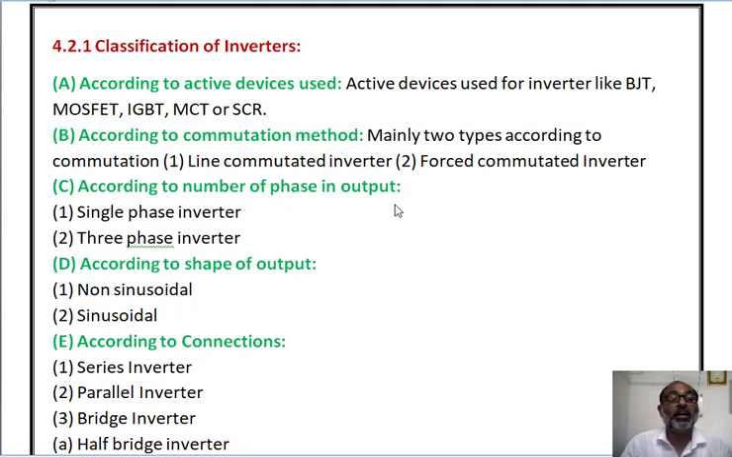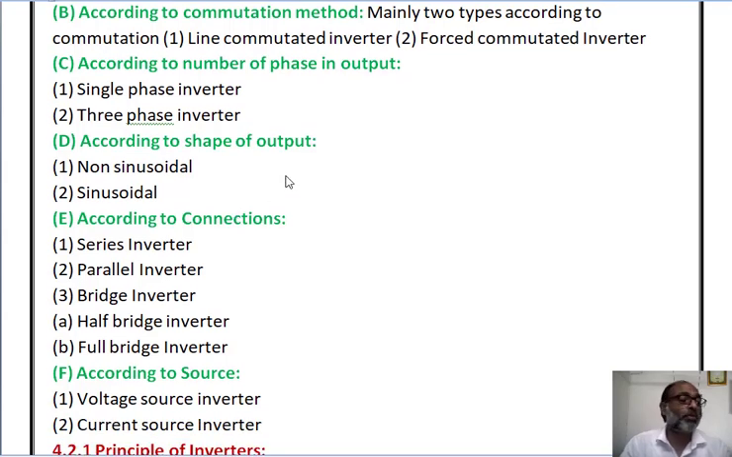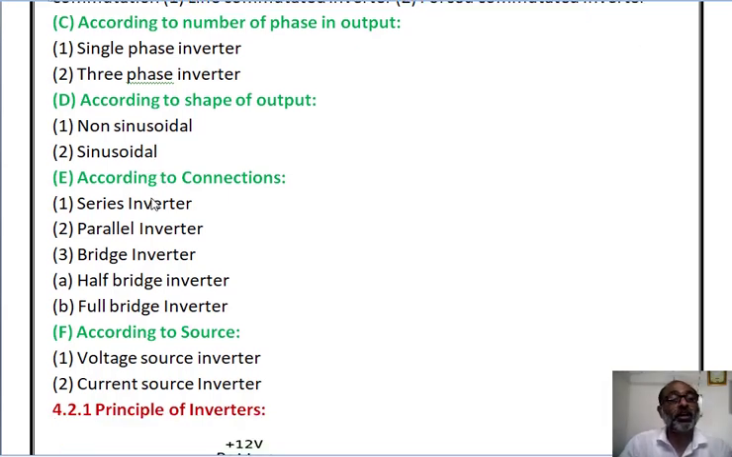In India we are already using single phase system and three phase system. So according to the phase which is available in output, we can classify it into single phase inverter and second, three phase inverter. Now D, according to the shape of output. First it may be non-sinusoidal type or second, sinusoidal type. Now according to connection, first series inverter, second parallel inverter, third bridge inverter.